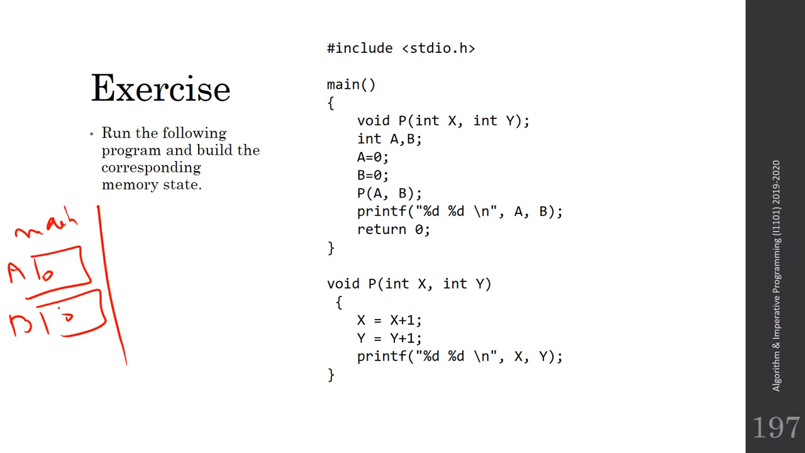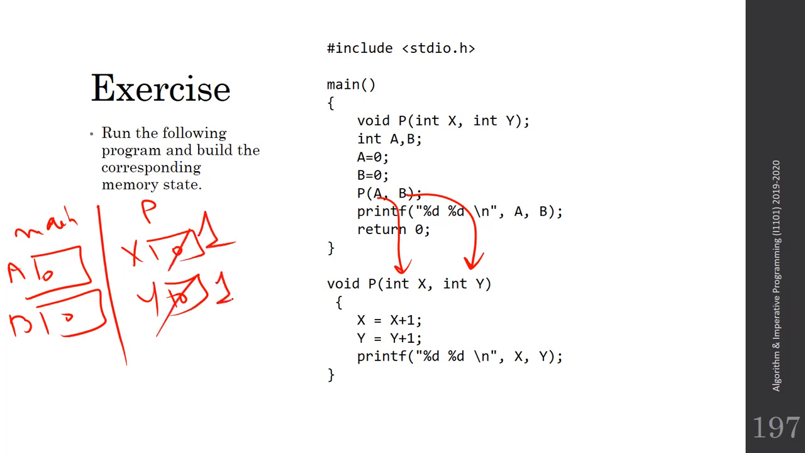I cannot continue with A, I should execute P. P contains X and Y. The value of A will go to X, and the value of B will go to Y. So 0, 0. Then I place X equal X plus 1, 0 plus 1, so 1, and Y is 1. And then I will print the value of X and Y. So on the screen, I print 1, 1, and then I go to the next line. Then P finishes, and I will continue here. I will print the value of A and B. So A and B are 0, 0. That's it. This is the output, and the function main finishes.